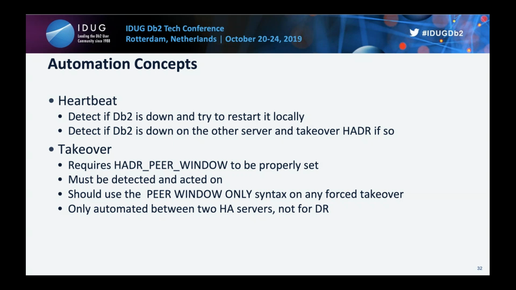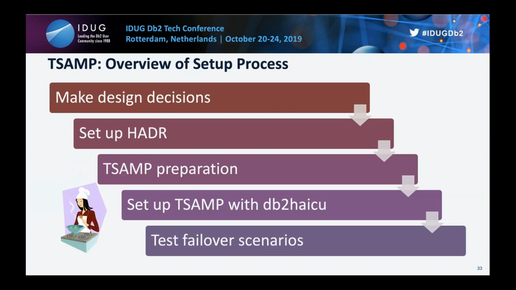And also, you're only automating failover between two high availability servers on the same subnet. That doesn't mean they have to be in the same location. If you can stretch your layer two to another data center, that's fine, but they have to be on the same subnet. And the automation is only between two servers. You can't automate it between all of the servers.